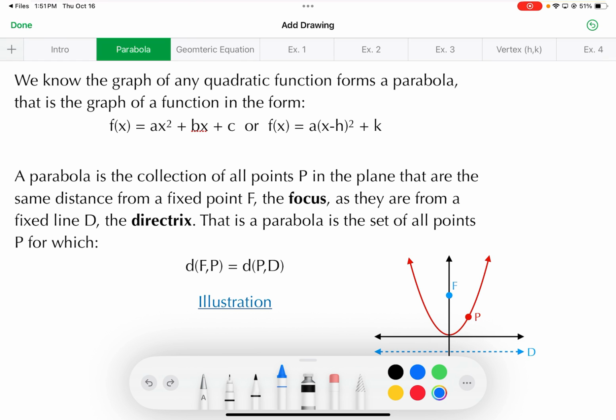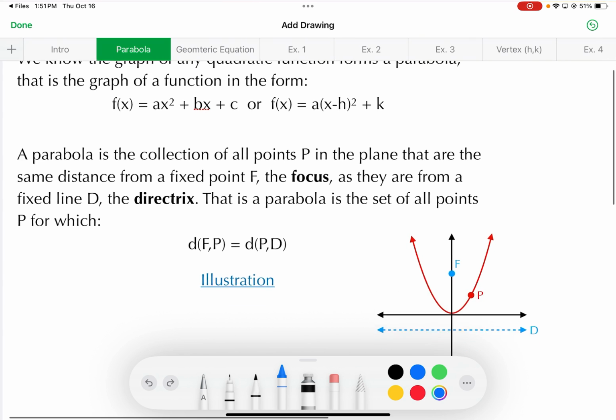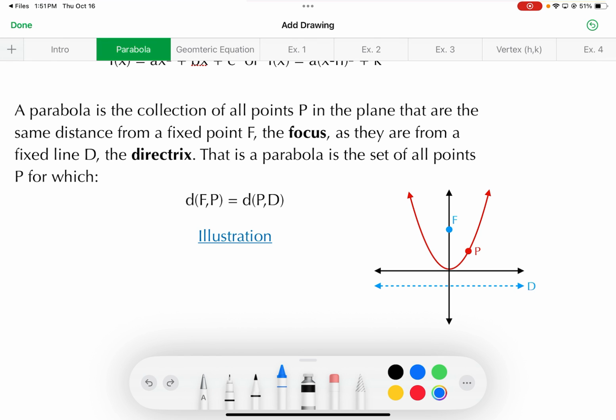So here, the geometric definition of a parabola is a collection of all points in the plane that are the same distance from a fixed point, F, your focus, as they are from a fixed line, D, your directrix. Okay? So if we're looking at the picture here, the red curve is obviously your parabola, and then you have a focus point, F, there. Notice it's inside of the parabola. That's how I'd like to describe it.